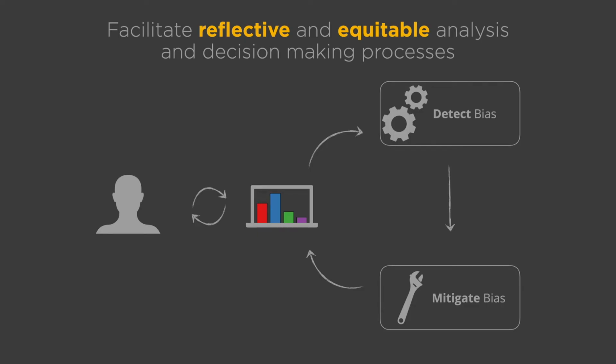In my and my students' research, we try to facilitate reflective and equitable analysis and decision-making processes through visualization by developing new ways of detecting bias from observable user interactive behaviors and designing systems that will leverage perceptual strengths to help people reflect on their analysis and decision-making processes.